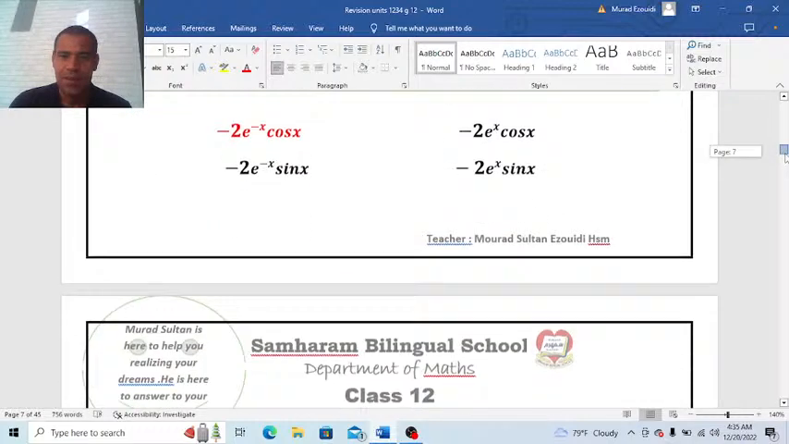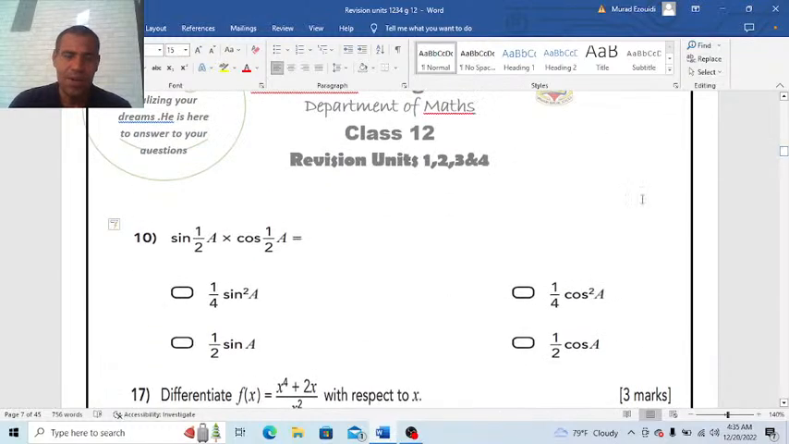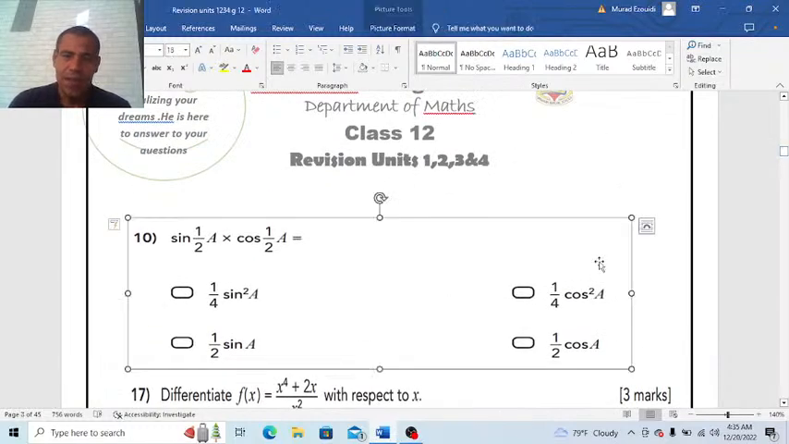Okay. For the second question, here we have sine half a multiplied by cosine half a is equal to: 1 over 4 sine square of a, or 1 over 4 cosine square of a, or 1 over 2 sine of a, or 1 over 2 cosine of a.